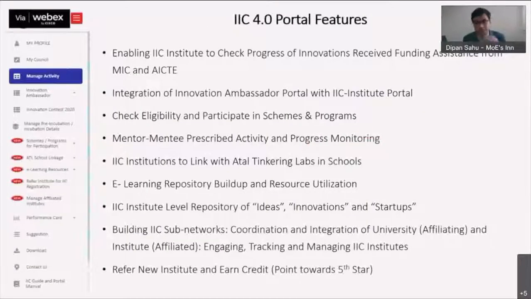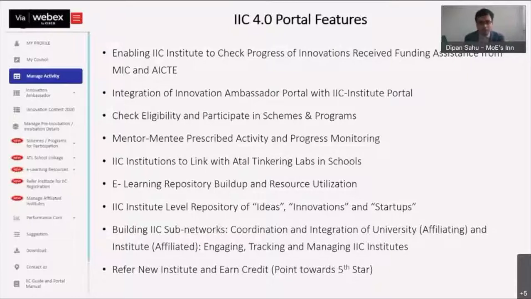There are other new features that are part of this IIC 4.0 portal. Now IIC institutes, through their portal, can check the progress of innovations that received funding assistance from MIC and AICTE. The new feature is integration of the Innovation Ambassador Portal with the IIC Institute Portal. So those are the Innovation Ambassadors, they have been given access to the Innovation Ambassador Portal. Now what kind of activities they are doing or have done, all kinds of reports, the IIC institute can see it.